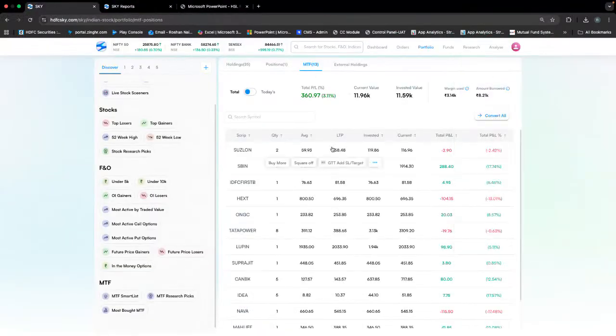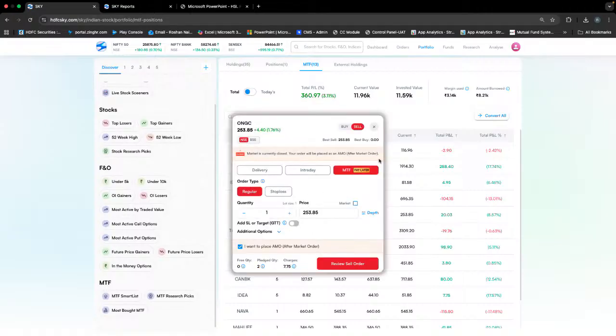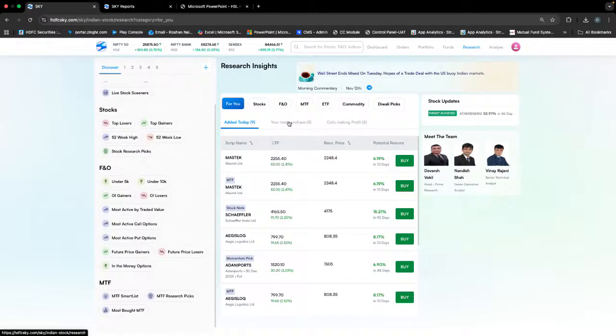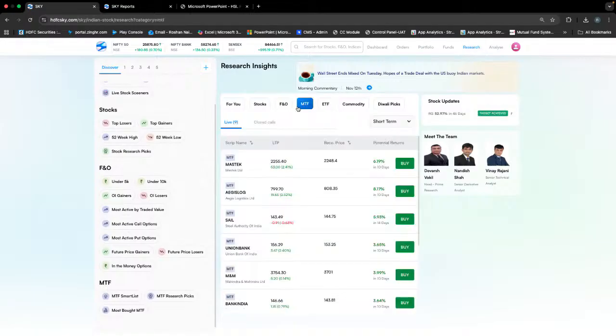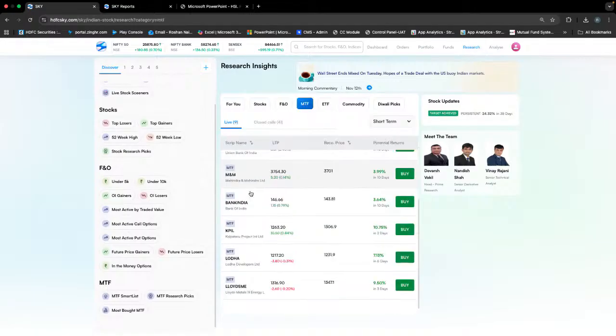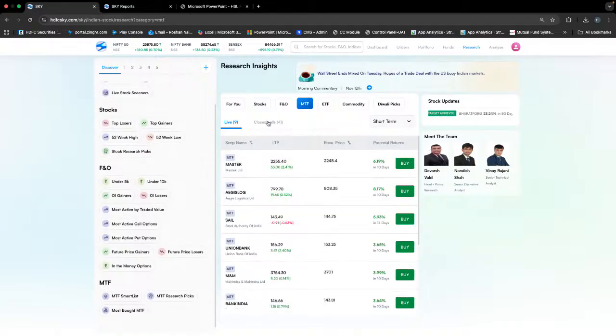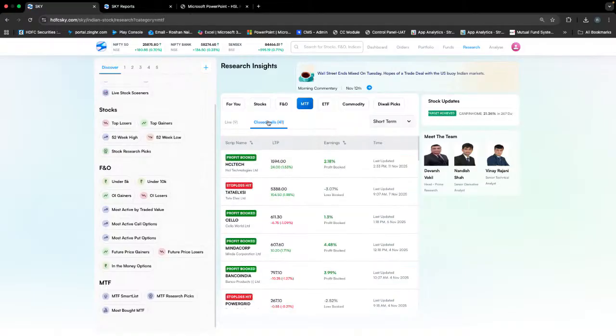Right. For even squaring off positions, you are free to square off here. Right. Whenever you wish to, then square off. You have to select MTF sell and just square it off. And as I said, we have a research section also for MTF dedicatedly, where you can see live calls, and I showed you guys reports also. Also, you can go and have access to past reports, right? For you to get confidence about how these guys did, or what happened to the calls.